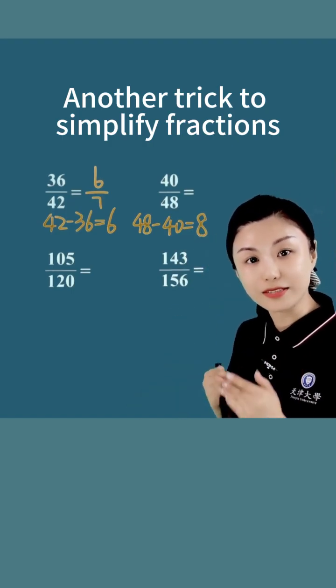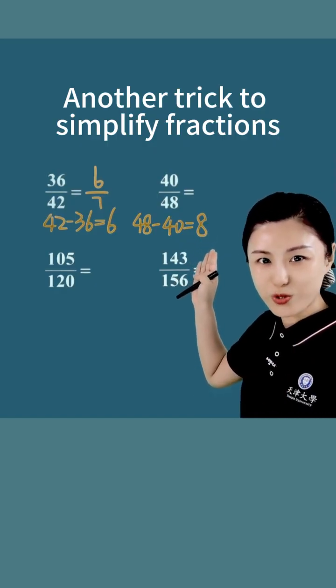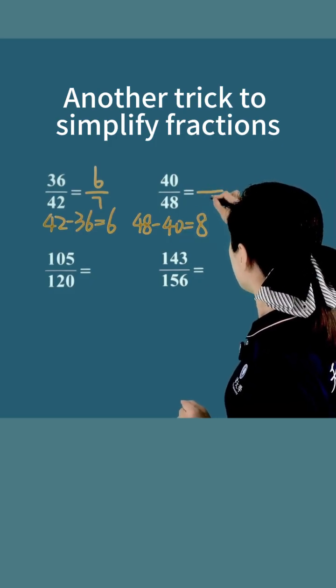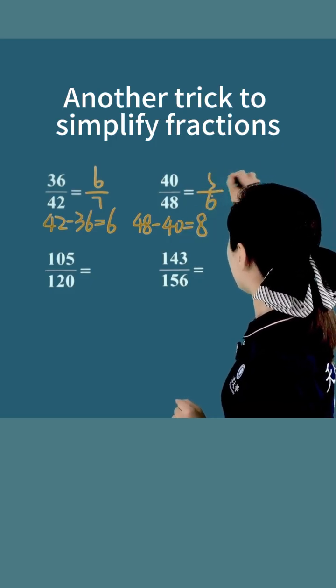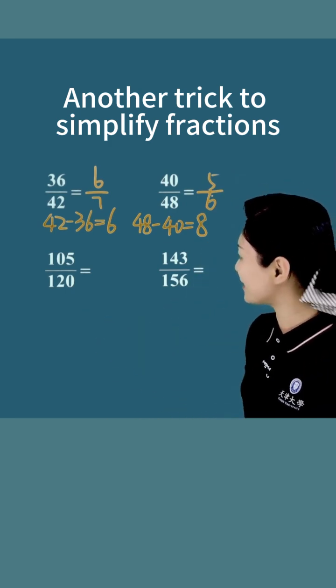This 8 is the greatest common divisor of the numerator and denominator, so we can simplify the fraction directly. What do we get? Divide both the numerator and denominator by 8. 48 divided by 8 is 6. 40 divided by 8 is 5. Isn't that 5/6? And we're done.